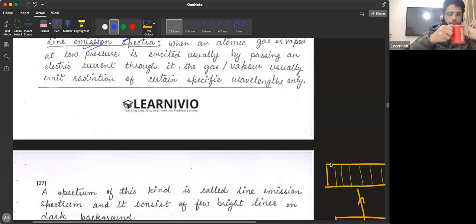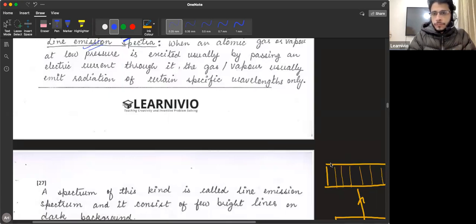Yes, Noha. Noha, what does a colored line in an emission spectrum represent? Sakina Abbas, what do colored lines in an emission spectrum represent? Hishma, what do colored lines in an emission spectrum represent?